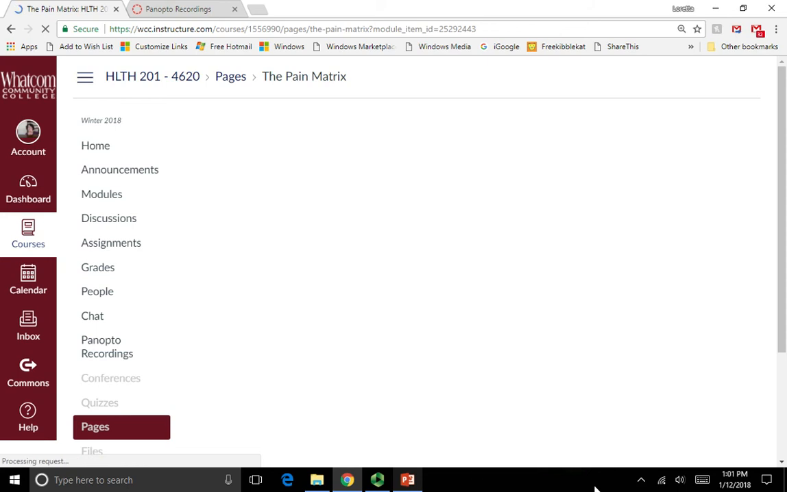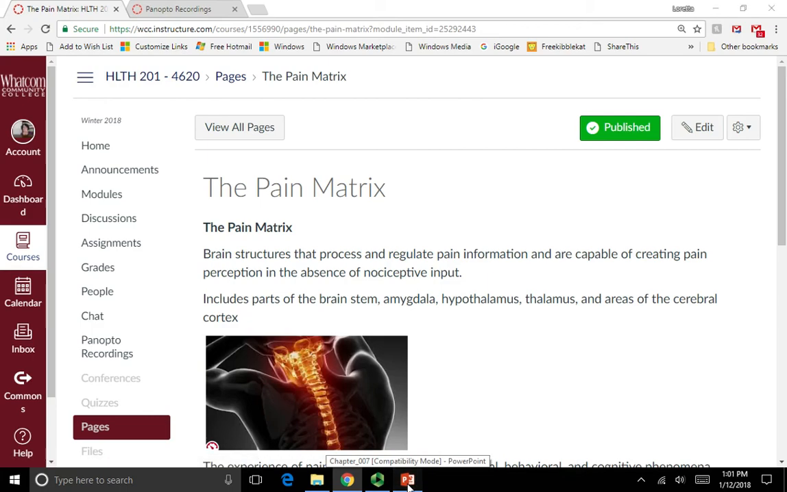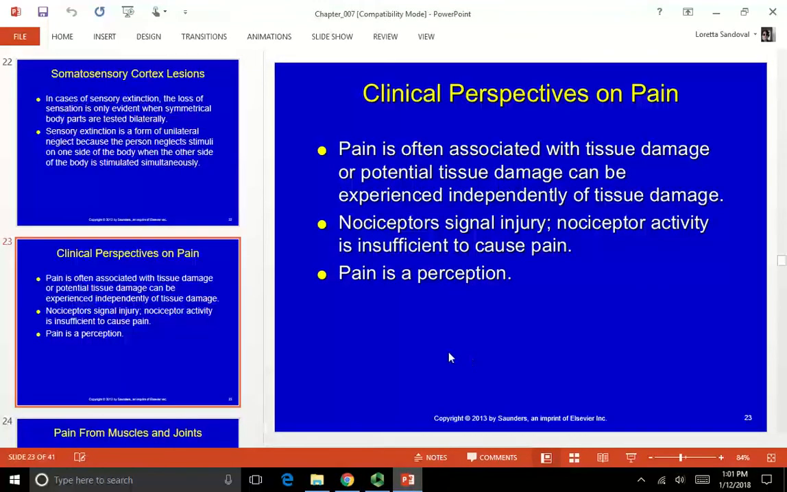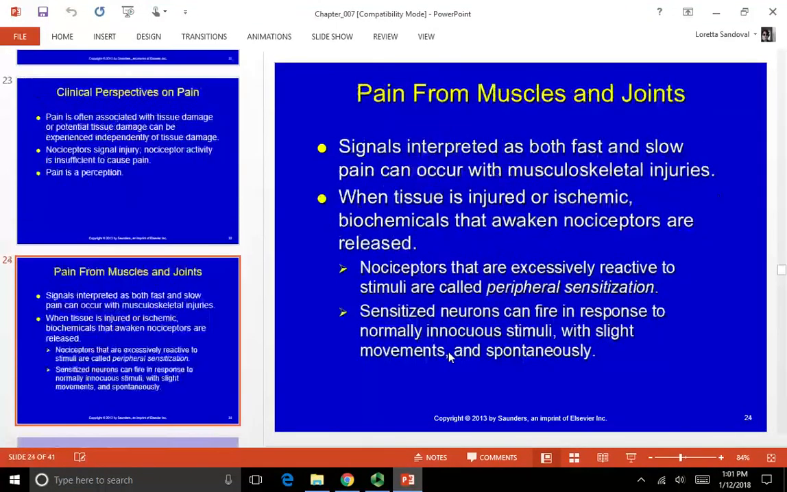And we're going to wrap up this section in just a couple minutes, and then we will talk about the pain matrix, the idea of the pain matrix. So just as a review, pain is a perception. It's often associated with tissue damage or potential tissue damage or fear of tissue damage, but it can be experienced independently of tissue damage. So nociceptors signal injury, but nociceptor activity in and of itself is insufficient to cause pain. The brain also has to decide that that's what it's going to do. Very interesting.